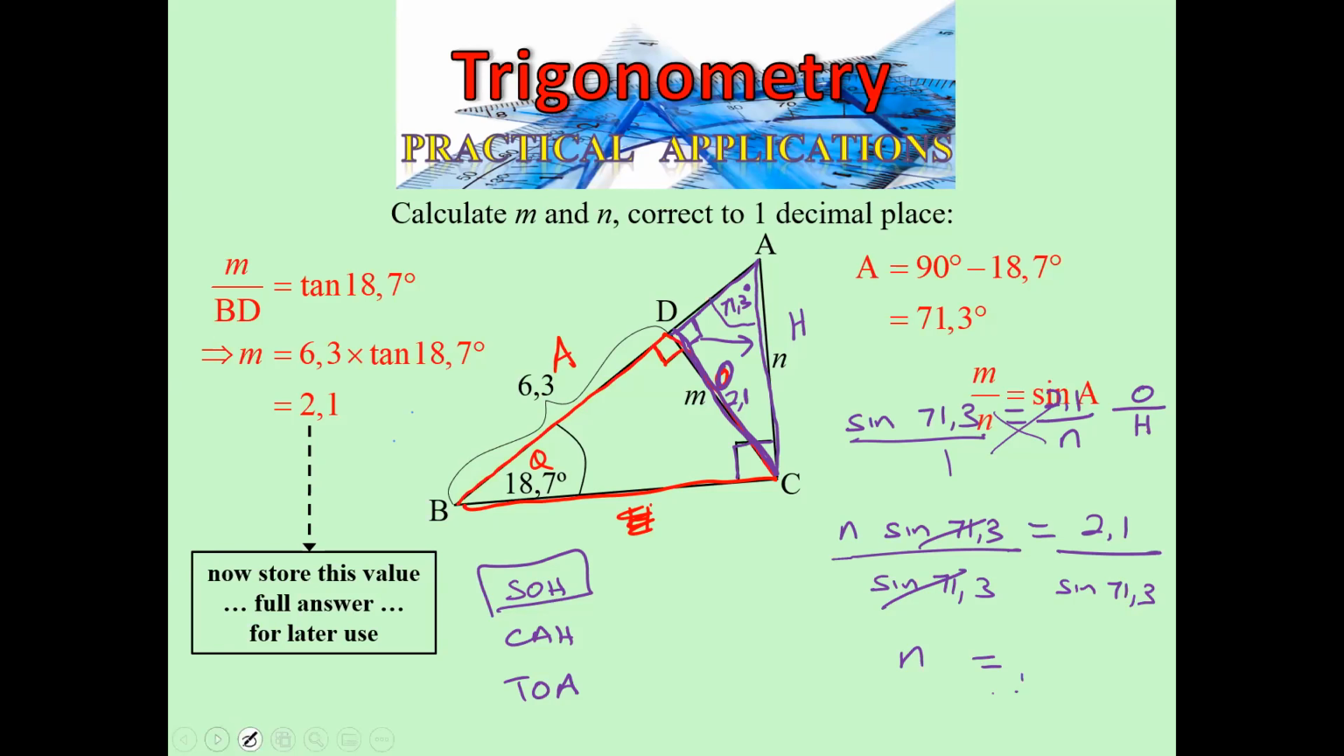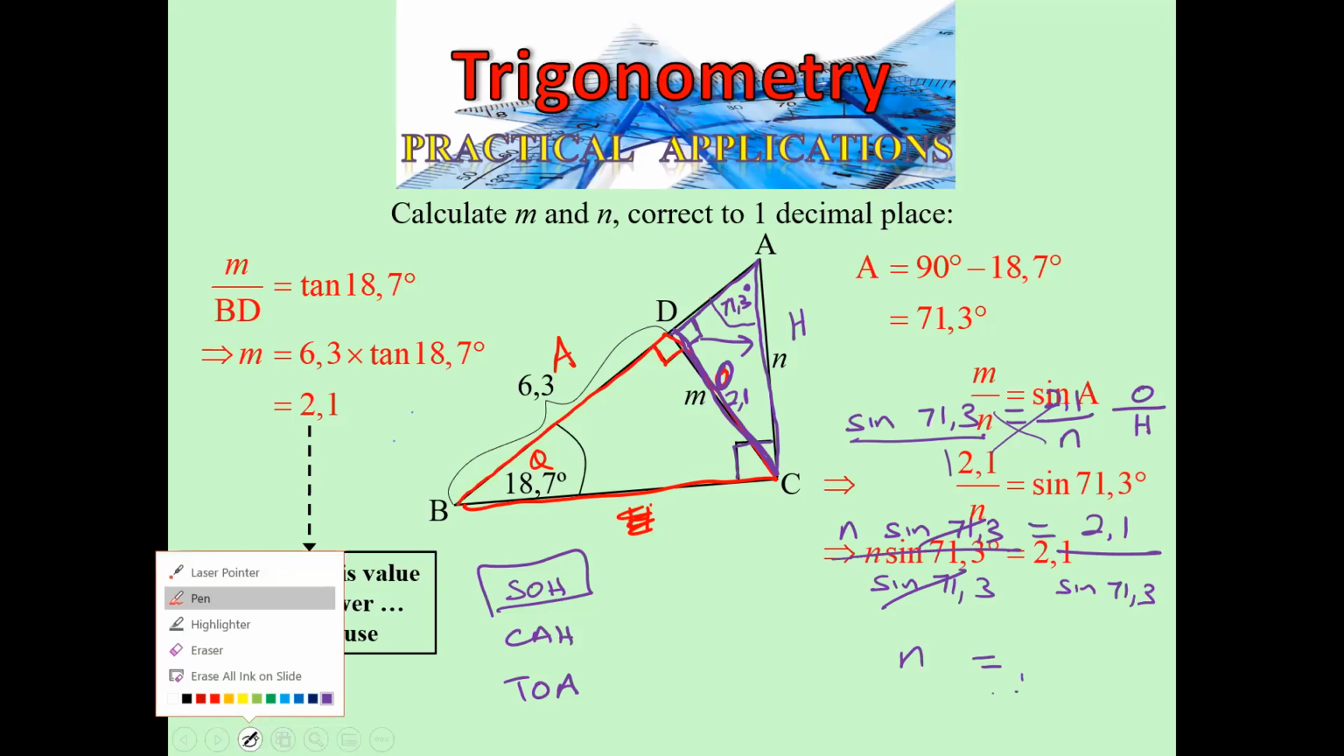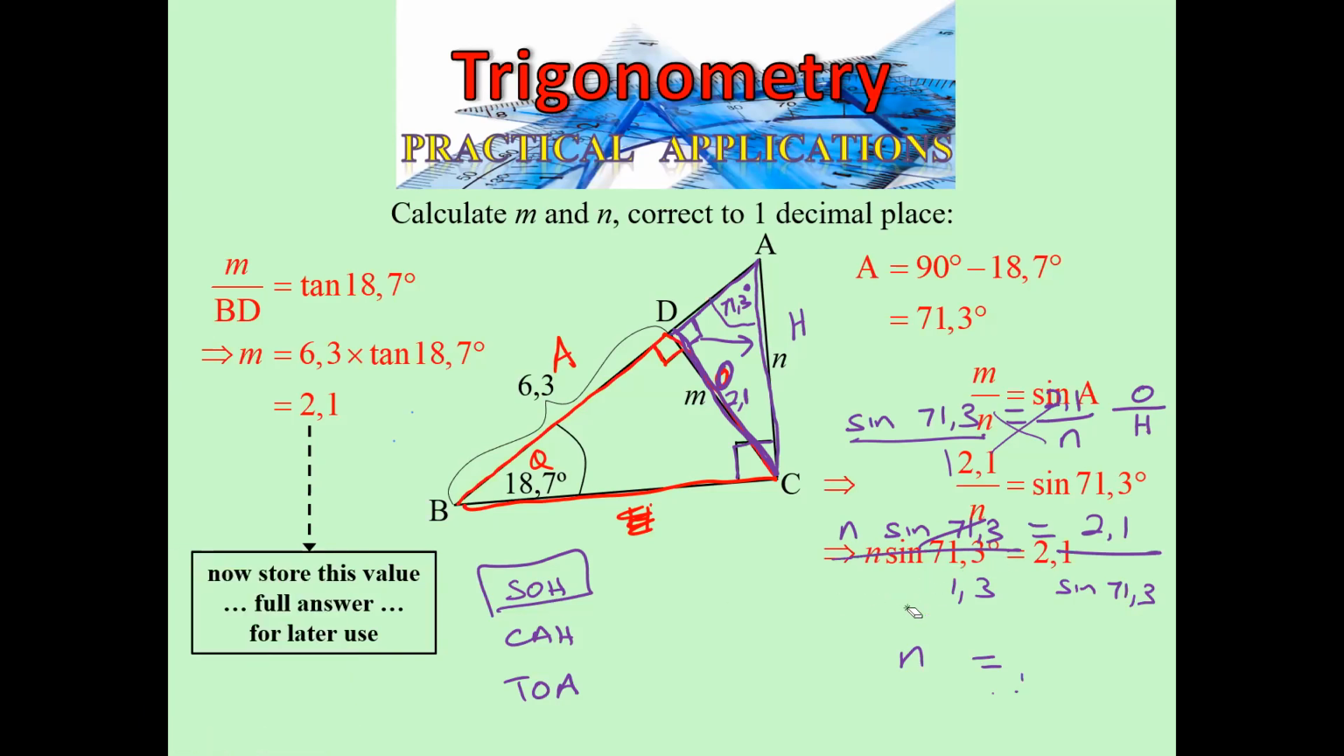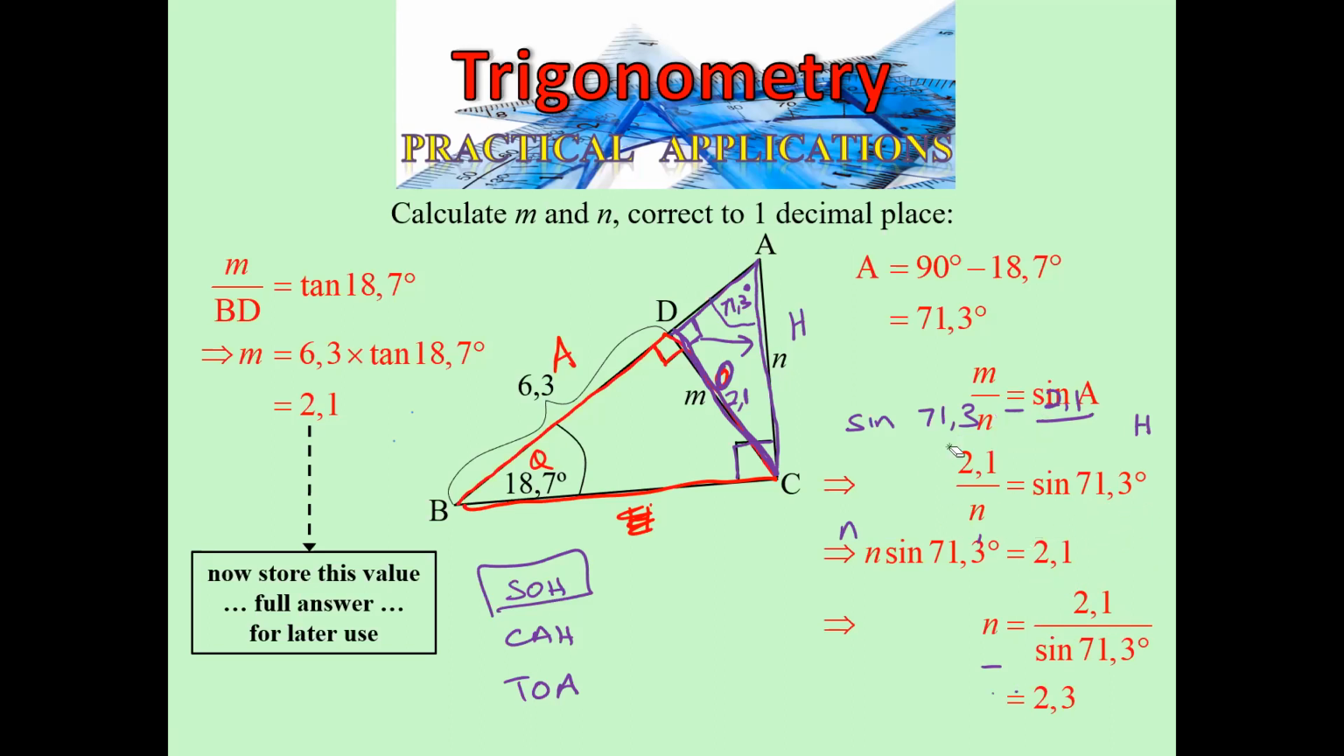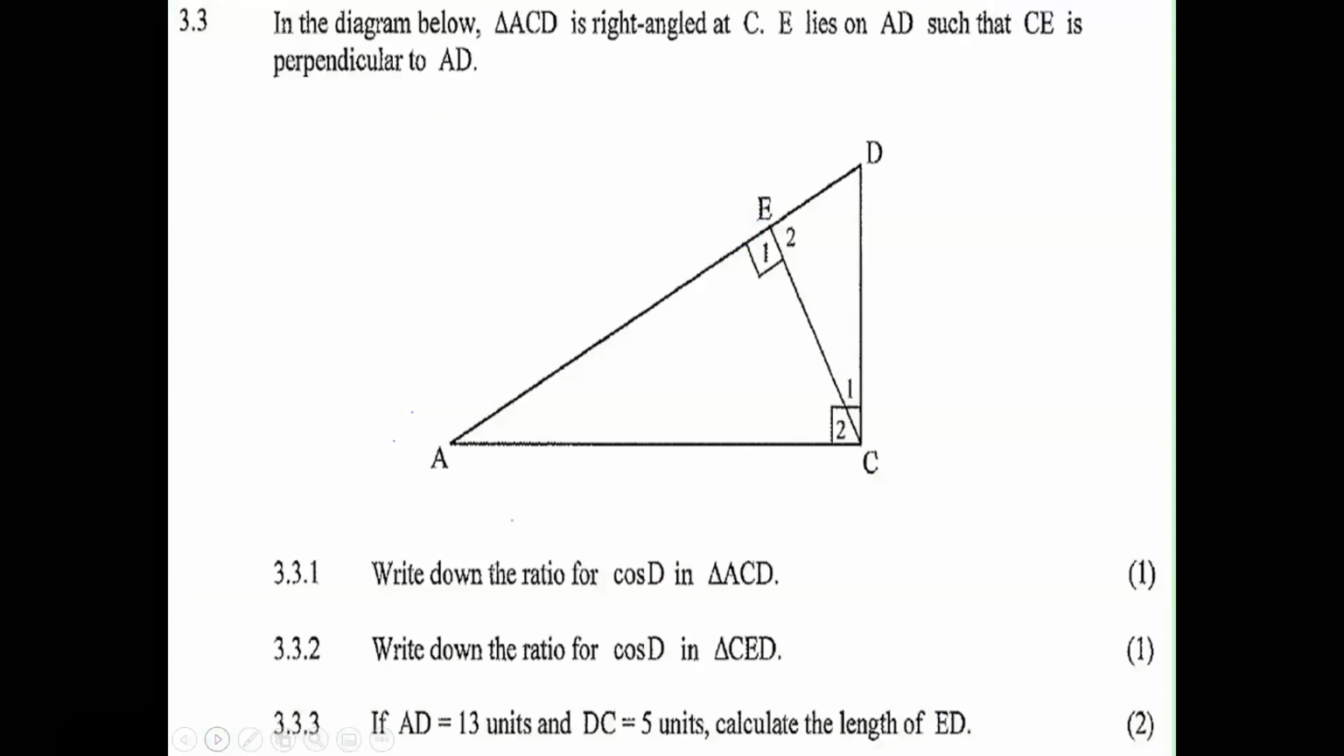Okay, let me check what my answer is. So if I look at my answer there, which I'm going to delete all my writing to get back to the PowerPoint, I'm getting N to be 2.3, for those of you who need to see that. Okay, so this is a simple application into right angle triangles using SOHCAHTOA. Okay, I think we're going to skip this one. If we have time, we'll come back.